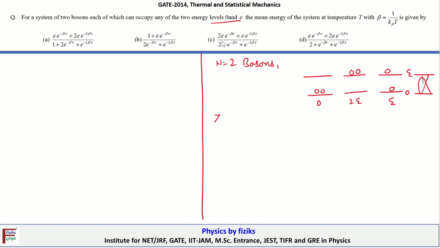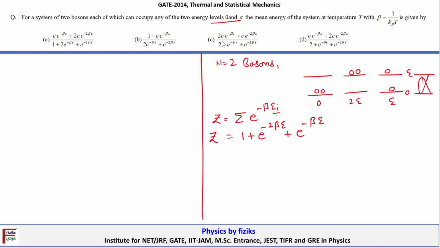So therefore the partition function for this system will be Z equal to the sum of exponential minus beta E_i. Accordingly E_i has the values 0, 2E and E. So we get 3 terms in the partition function. So our partition function is 1 plus exponential minus beta E plus exponential minus 2 beta E.